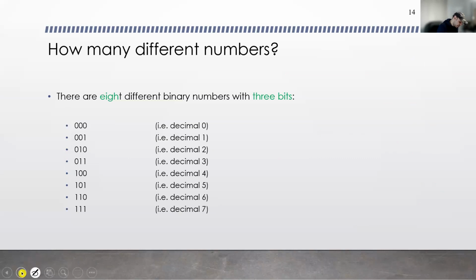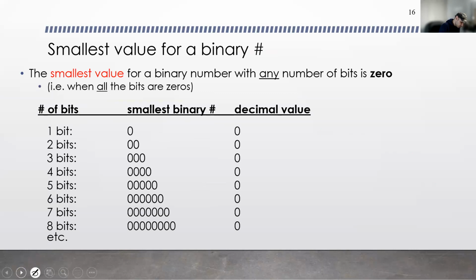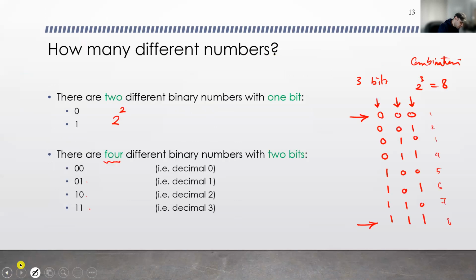This is the same here. And this is the general rule. If you have n bits, then you have 2 to the power of n different binary numbers. Smallest value for any binary number is always 0. That's why we start all the time from 0. Look, we started here from 3 zeros. We started here from 2 zeros.